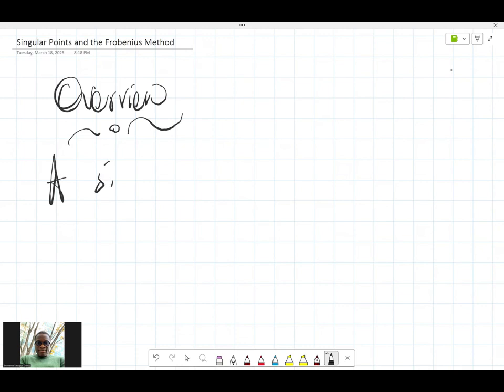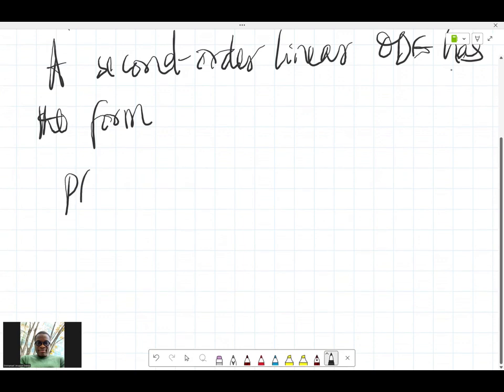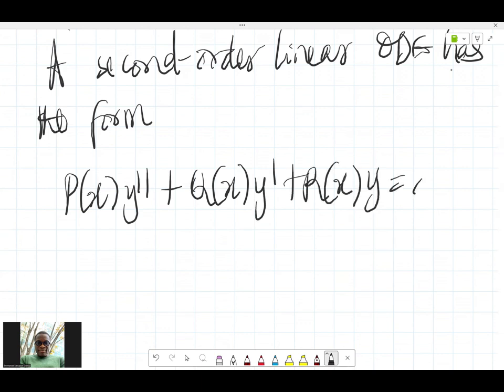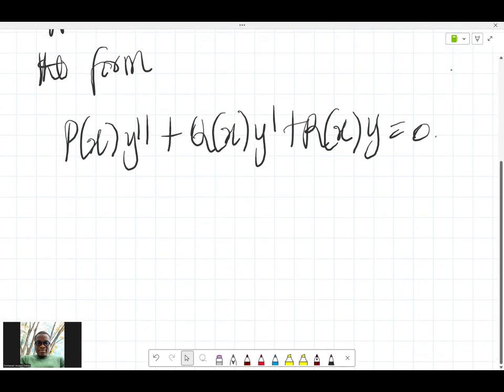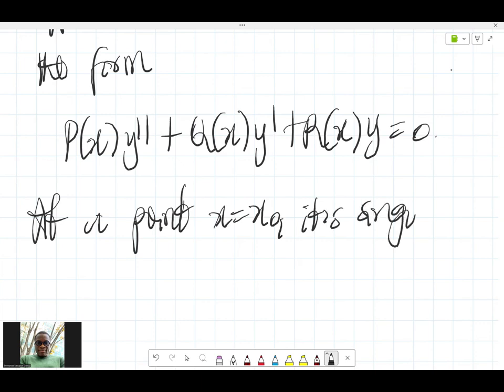A second order linear ordinary differential equation has the form P of x y'' plus Q of x y' plus R of x y equals 0. With this, we have that a point x equals x naught is singular if P of x naught is equal to 0.